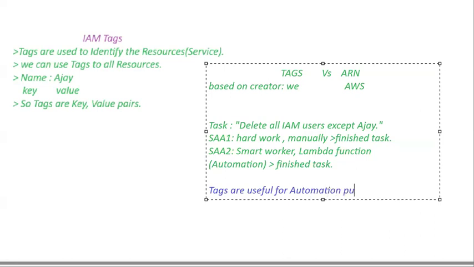Tags are used for automation purposes. Why are tags used? To identify a particular resource, these tags are used. How will the tag be? It will be like a key value pair.